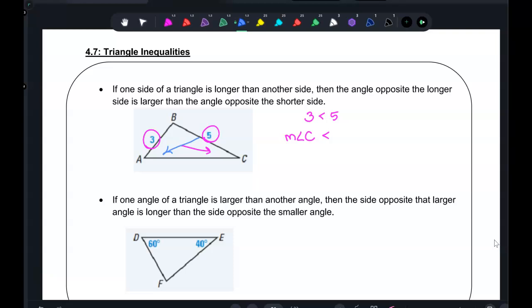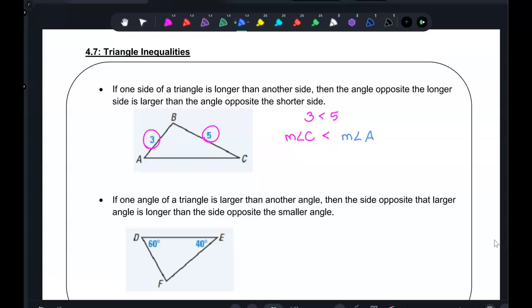Angle A. So angle C has to be smaller than angle A. Wait, what? That makes no sense. Actually, it makes sense. Okay, it makes perfect sense. Instead of putting in the numbers, you just put in the letters. Oh, wait. That's all you're doing. Okay, you're literally just comparing sides to the angles they're opposite. Okay? Calling out that it just makes no sense is unhelpful.